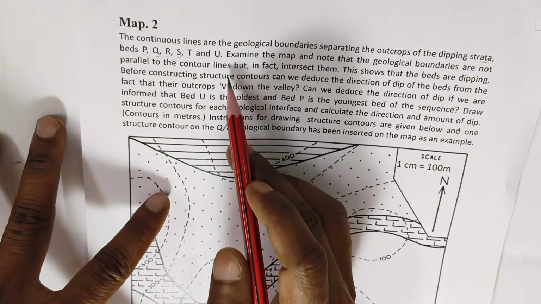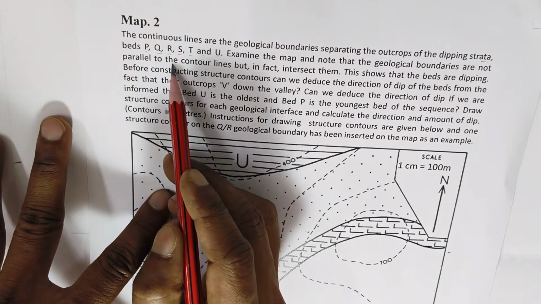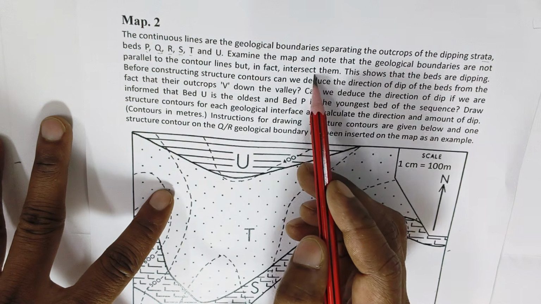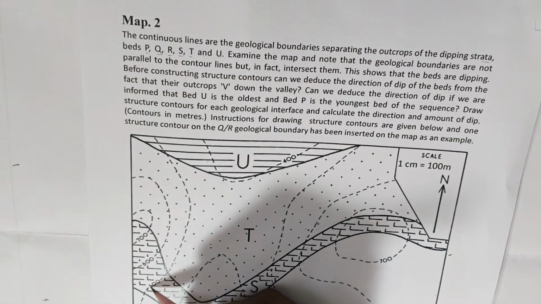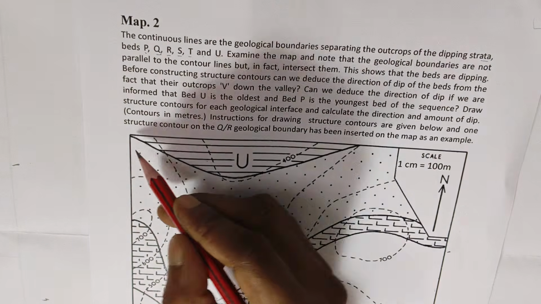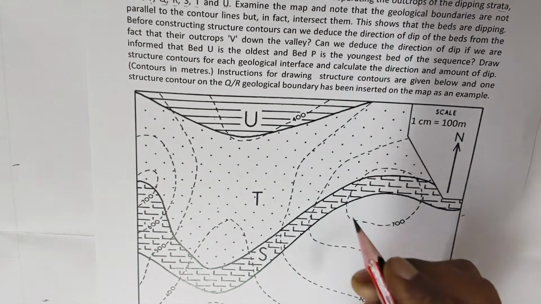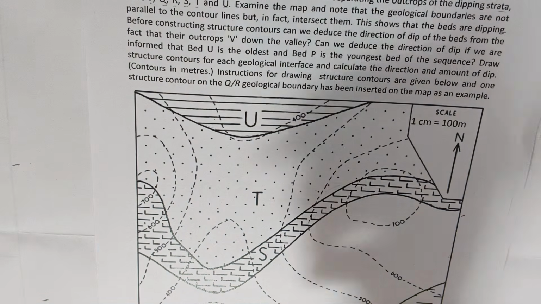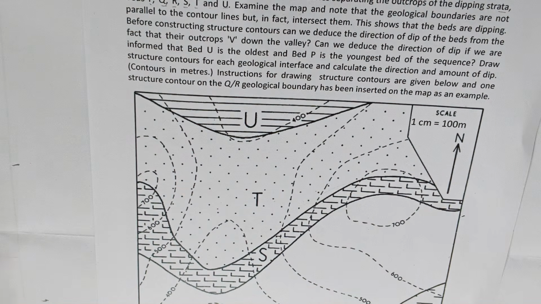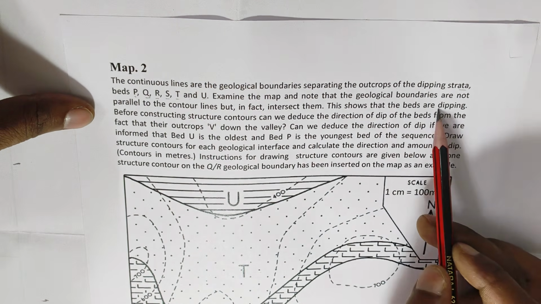Now it is said to examine the map and note that the geological boundaries are not parallel to the contour lines but in fact intersect them. Also we can see here that these are our contour lines which are intersecting our bedding planes. In the last video we saw that when the contour lines are parallel to the bedding planes, the beds are horizontal, but here the beds are inclined. How much inclined, we will calculate now. So this shows that the beds are dipping.